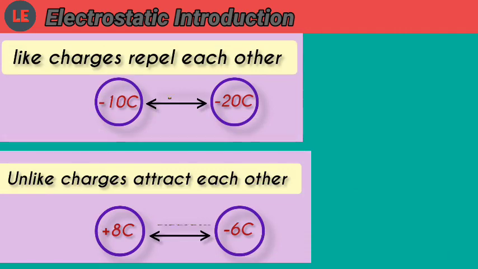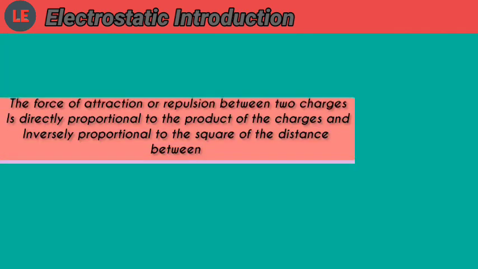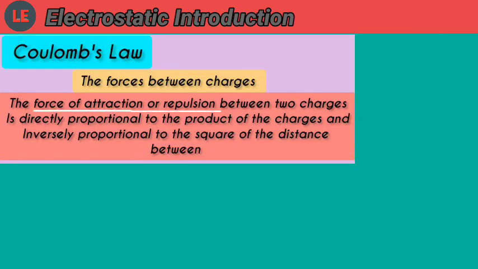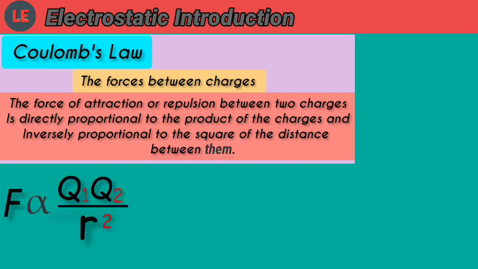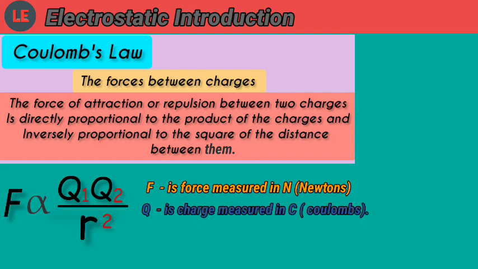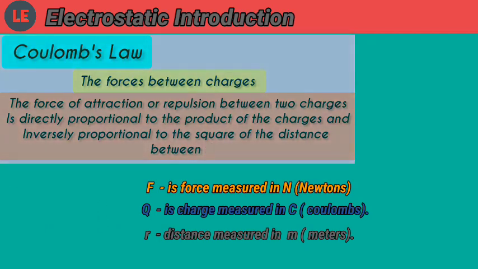The forces that exist between charges lead us to Coulomb's law, which states that the force of attraction or repulsion between two charges is directly proportional to the product of the charges and inversely proportional to the square of the distance between them. All this is mathematically expressed by this relationship for Coulomb's law. F is for force measured in newtons, Q is for charge measured in coulombs, and r is for the distance between charges. That distance is measured in meters.